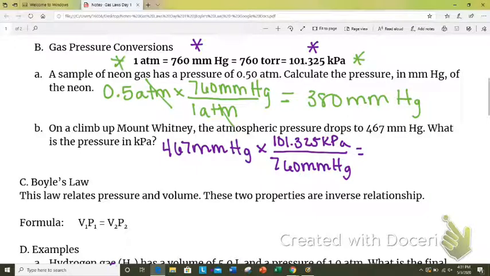Go ahead and take a second to pause the video, get your calculator out and run this through, and then see if your answer compares to mine. To solve it, start with multiplication: take the 467 times 101.325, hit enter on your calculator, then divide that by the 760 millimeters of mercury. The units cancel out, and you get an answer of 62.26 kilopascals.